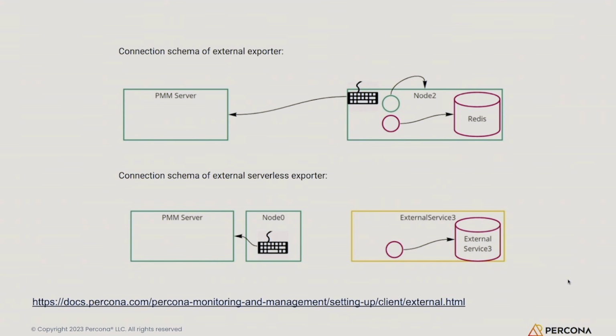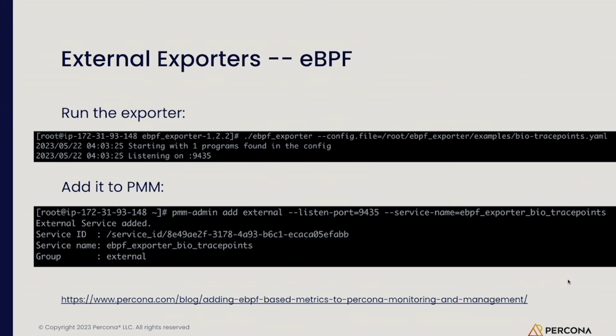In this case, the PMM client is running on the node itself, and then you have the external exporter. And then in this case, PMM client is running on another server, and then it will remotely connect to this external exporter and get the metrics from it. So what did we do with the external exporters?